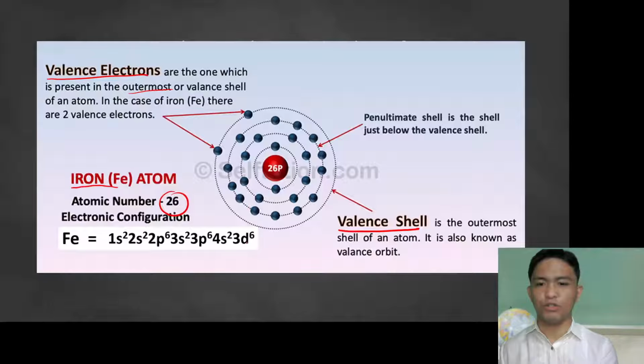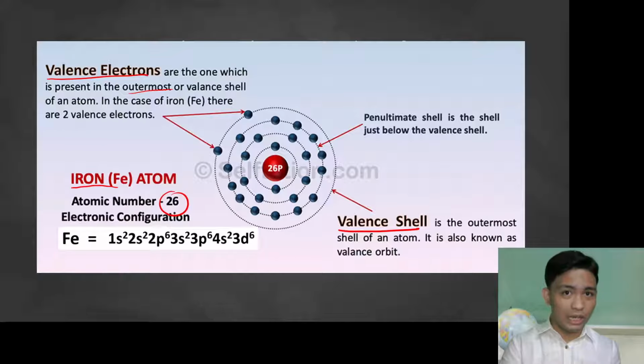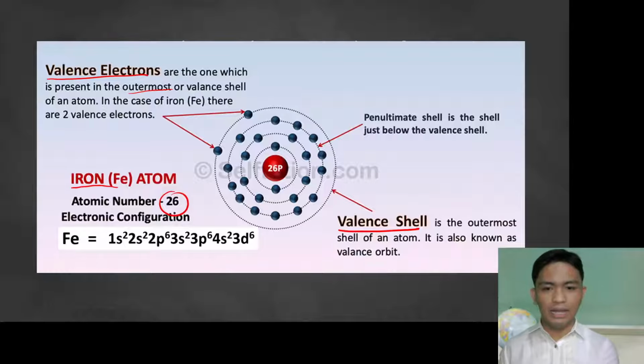Tama yung pagkakasunod-sunod. If we're gonna add up all this superscript, 2 plus 2, 4, plus 6, 10, 12, 18, 20, 26. So, alin yung tinutukoy ito na valence electrons? Yung mga electrons sa outermost shell or valence shell. Alin ba dito yung outermost shell? Or pinakamalayo, pinakamataas na energy level?